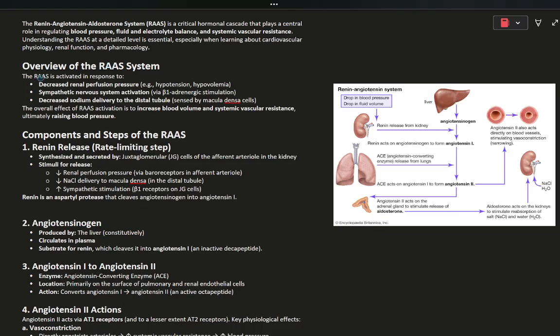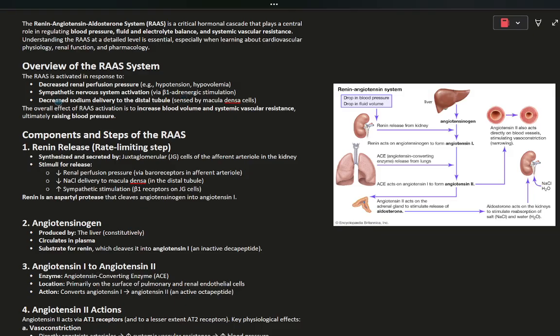The Renin-Angiotensin-Aldosterone system is activated in response to the following: decreased renal perfusion pressure, such as in cases of hypotension and hypovolemia. If there is also sympathetic nervous system activation, then the RAAS can be activated. This typically occurs through the stimulation of the beta-1 adrenergic receptor.